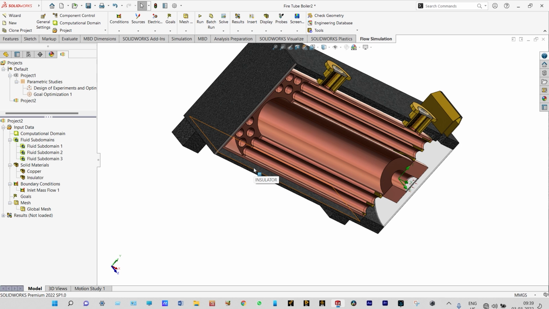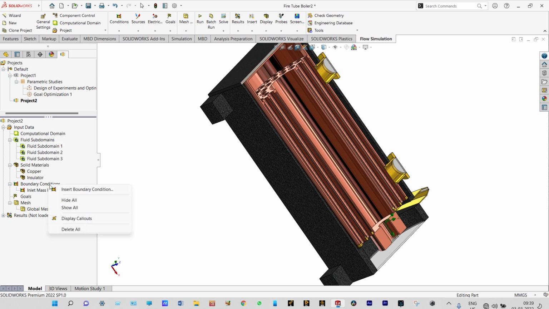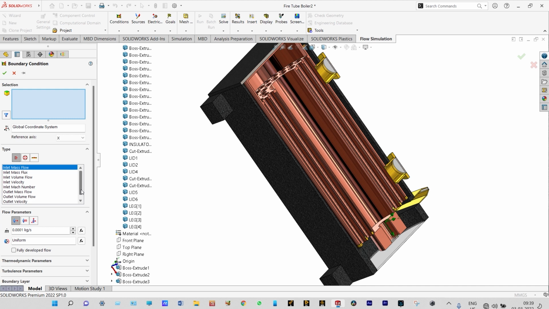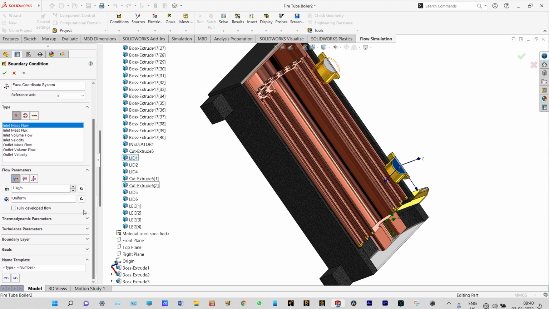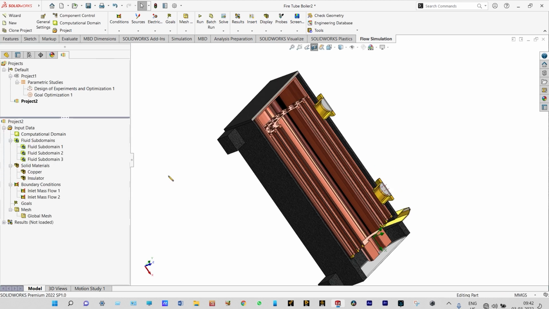Next to that, we need to apply cold water from this opening, right? Boundary conditions, insert boundary condition, and we need to provide cold water from this opening. And the mass flow rate in this case will be a little bit less. Let's consider a mass flow rate of 1 kg per second from this opening. And temperature will be 30 degrees centigrade. Green check. Two boundary conditions are applied.